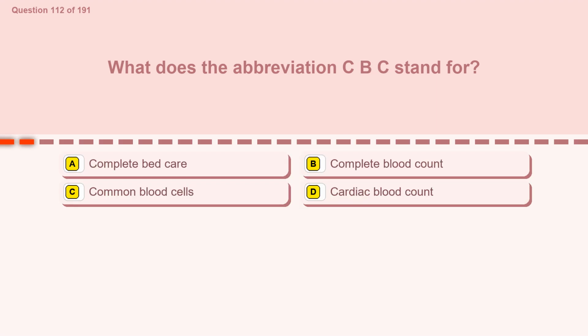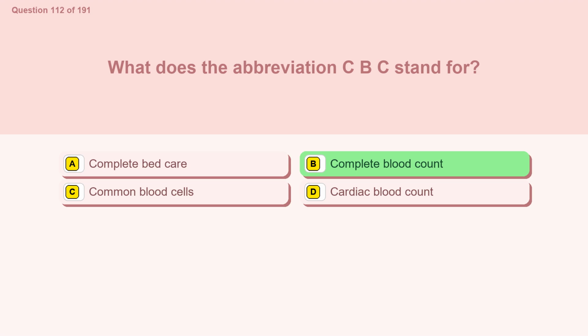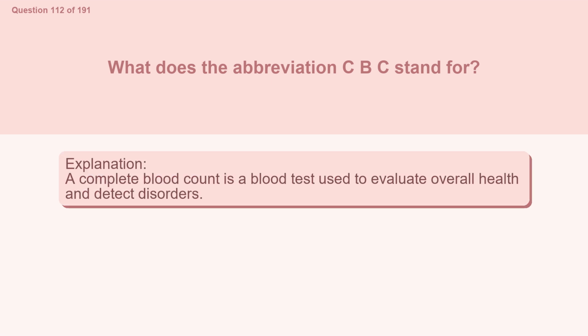Question 112. What does the abbreviation CBC stand for? Option A, complete bed care. Option B, complete blood count. Option C, common blood cells. Option D, cardiac blood count. The correct answer is option B, complete blood count. A complete blood count is a blood test used to evaluate overall health and detect disorders.